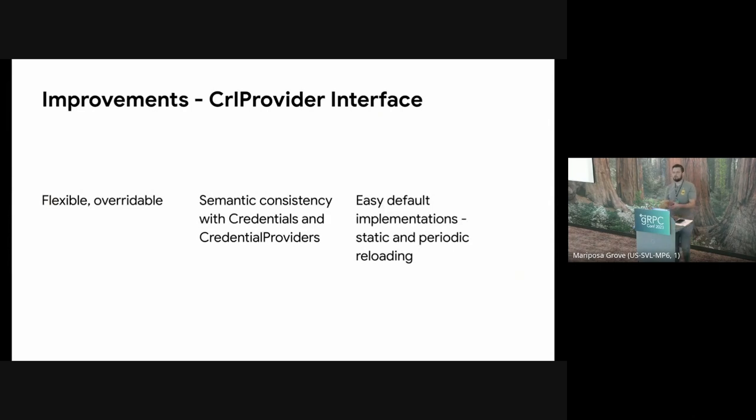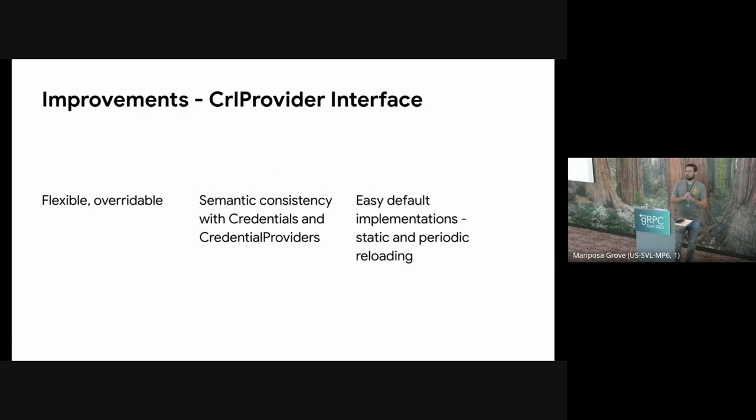So what we're trying to do better is follow the design principles that Andrey talked about. We want to make a CRL provider interface that is flexible and overridable, and is easy to use, but also has the flexibility for you if you want different behaviors. It's also really nice. We already have credentials and credential providers, so it's a really nice semantic consistency in the API. You know, if you see credential providers and you're implementing something with that, you probably also want to implement something with CRL providers.